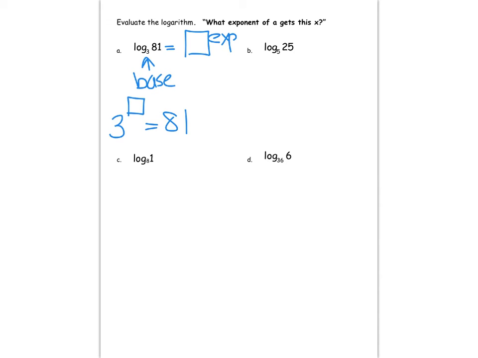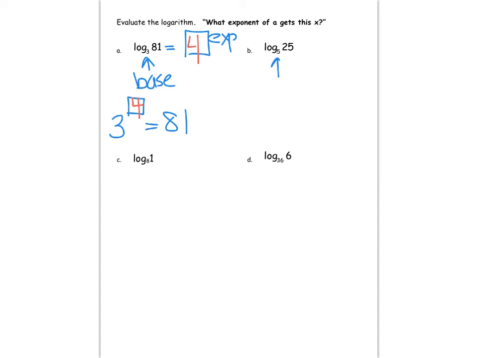I know if I do 3 squared, I get 9. If I do one more 3, that would be 3 to the 3rd, I'd get 27. So I try one more, 3 to the 4th, and oh yeah, it comes out 81. So there's just a little guess and check. So I needed 4 3's multiplied together to get that.